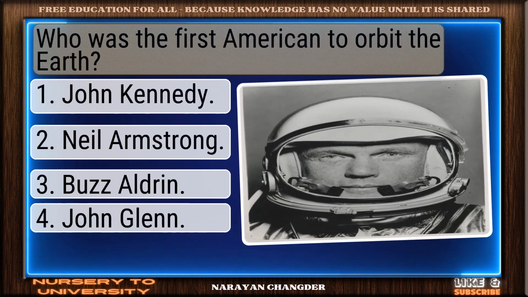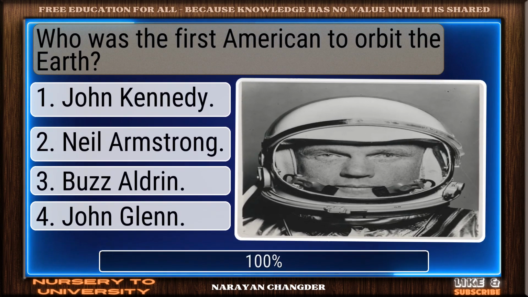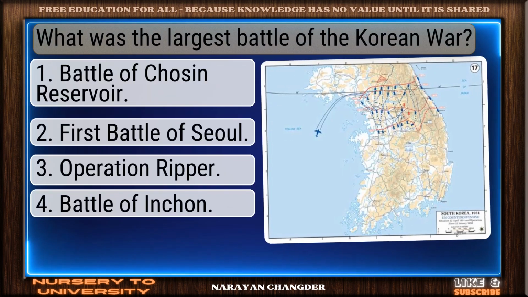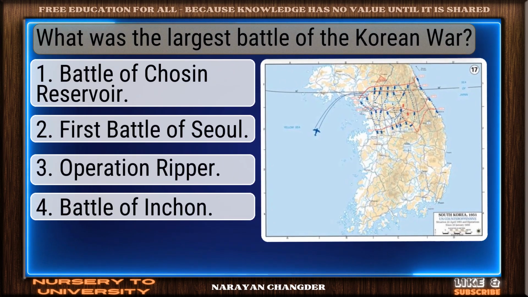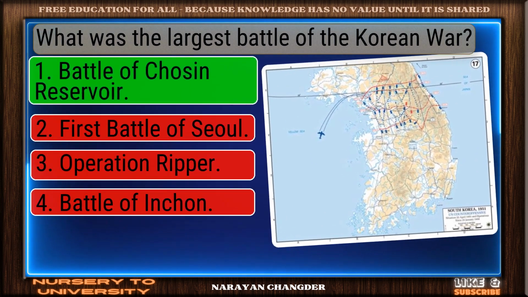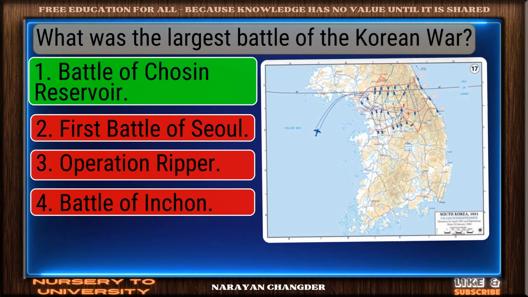Who was the first American to orbit the Earth? Right again. John Glenn is a valid answer. What was the largest battle of the Korean War? Smart move. Battle of Chosin Reservoir is an accurate answer.